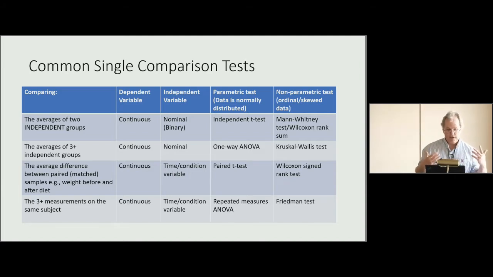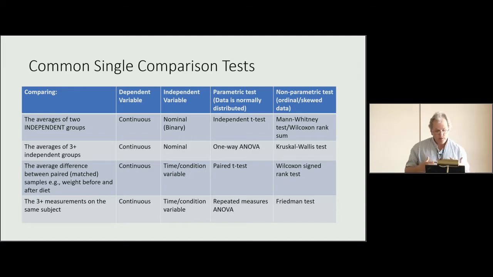If we're looking at the average difference between a paired, matched sample, like weight loss before and after diet, so we have the same measurement on individuals more than once, then we're going to use a paired t-test. So we've got a continuous variable, the independent variable is usually a time or some sort of condition, and we use a paired t-test. Okay? And then the non-parametric equivalent is the Wilcoxon signed rank test.